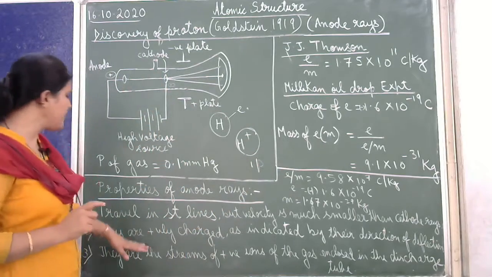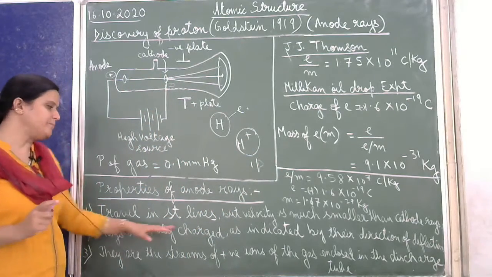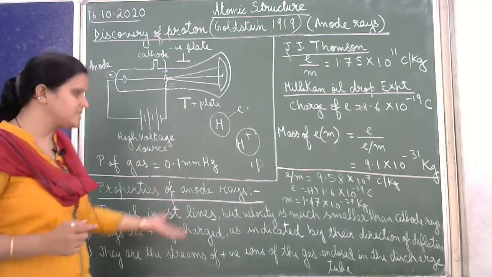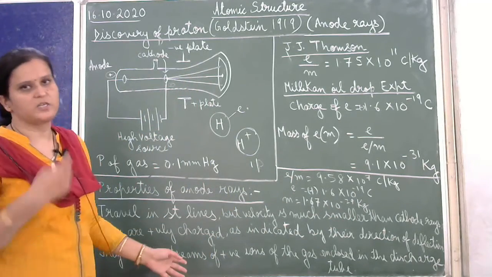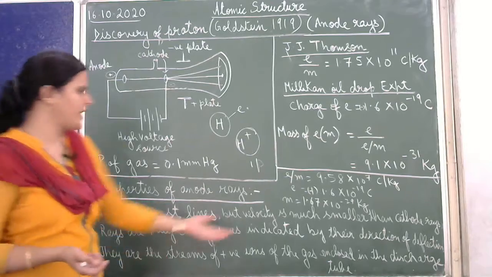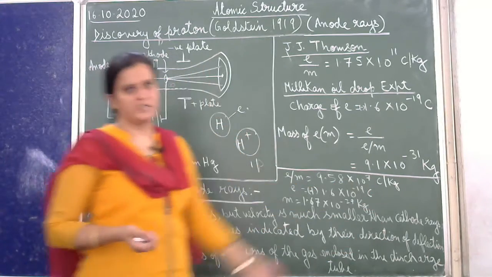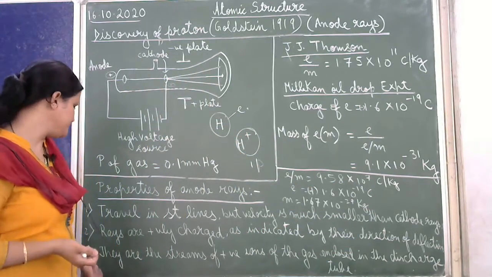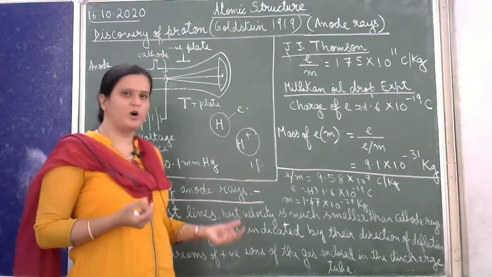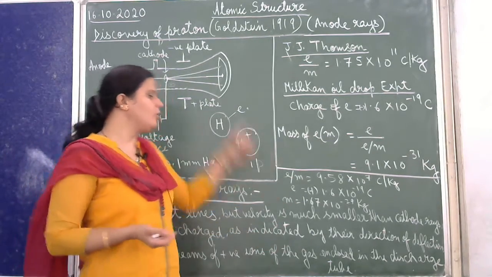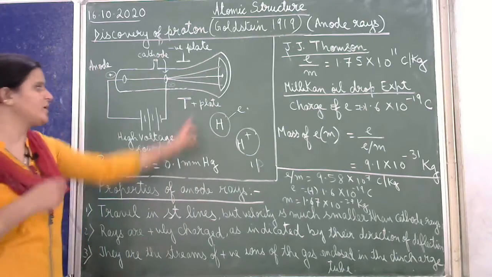Then what is the second observation? The rays are positively charged, as indicated by their direction of deflection in the presence of electric and magnetic fields. Okay, you can add: in the presence of electric and magnetic fields. Third observation, they are a stream of positive ions of the gas enclosed in the discharge tube. That is what I told you.